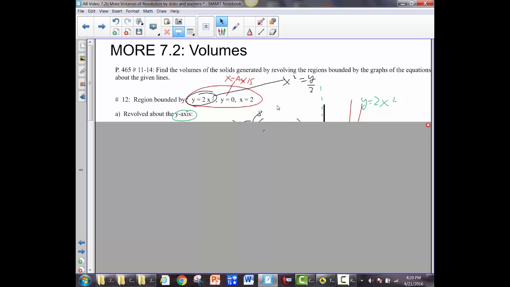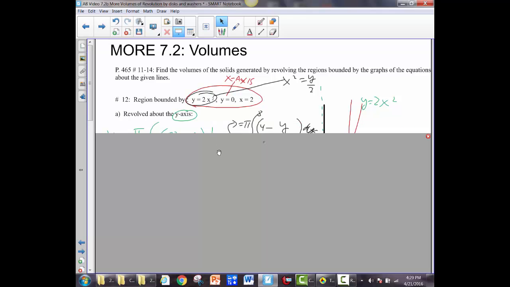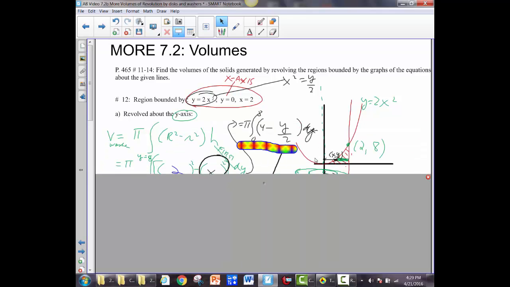Okay, so this is the x-axis, and then we're going to revolve it about the y-axis. So here's our picture. Here's our graph of y equals 2x squared, vertex 0, 0. Here's our x-axis, of course, and here's our x equals 2. So we're talking about this region that's bounded by the parabola, the x-axis, and the line x equals 2. Now we're revolving it about the y-axis.